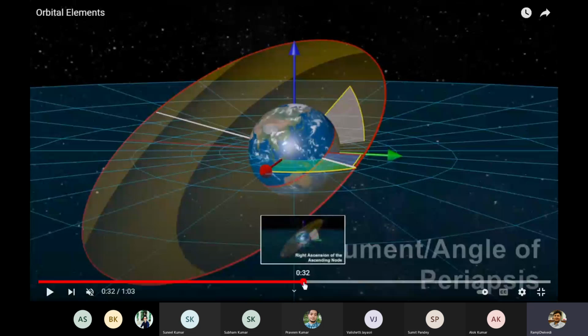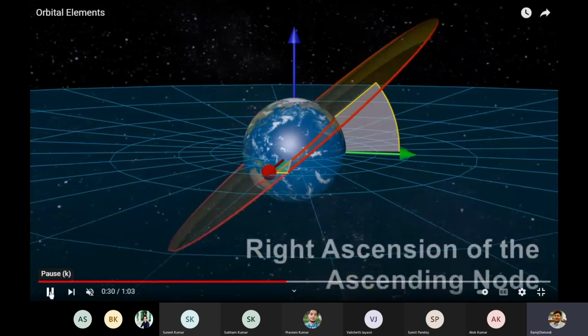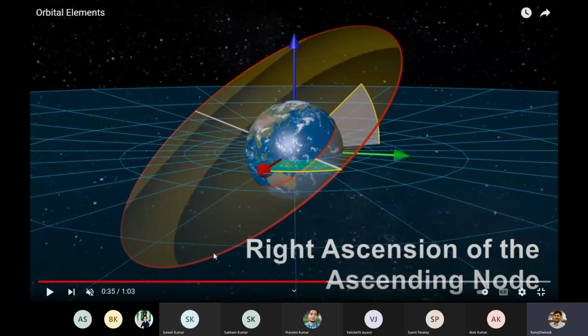Now look at this. This is your satellite orbit, the red one. This dark red one is pointing towards vernal equinox. This is the x-axis of the Earth-centered inertial frame. Your satellite is coming from bottom to top, or from the southern hemisphere to the northern hemisphere. And you could see, this is the angle of right ascension of the ascending node. That means the satellite is moving in this spot.